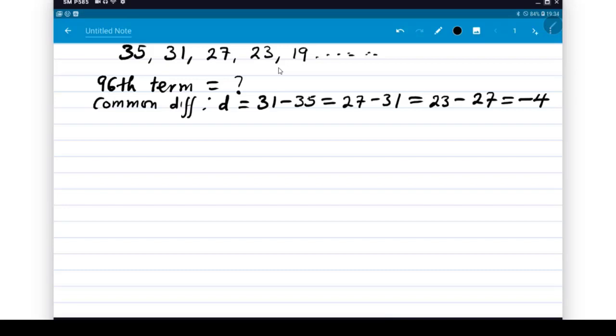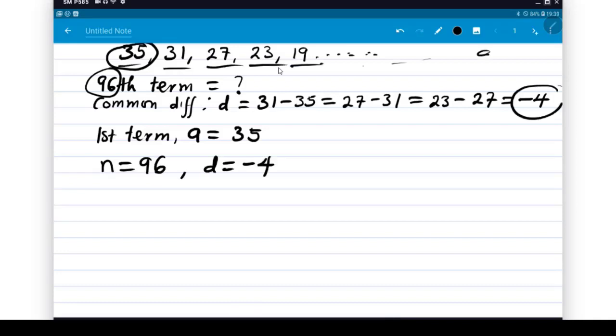Now, what is our first term? Of course, the first term a is 35, as you can see from the sequence. That's our first term. Then we are finding the 96th term, so our n will be 96. Now recall that our nth term is a + (n - 1)d.